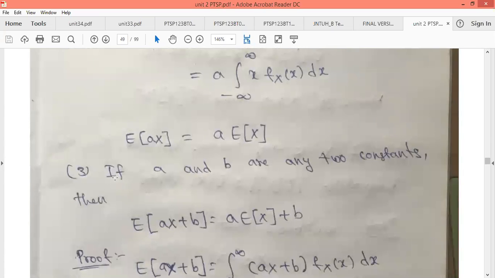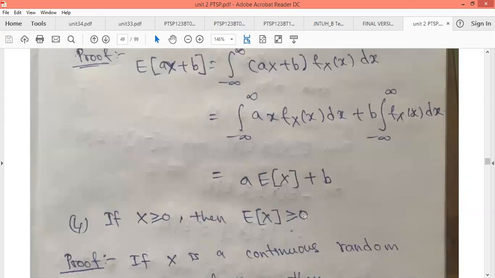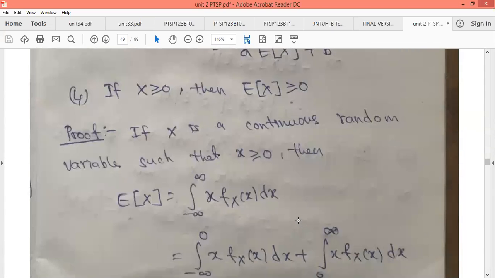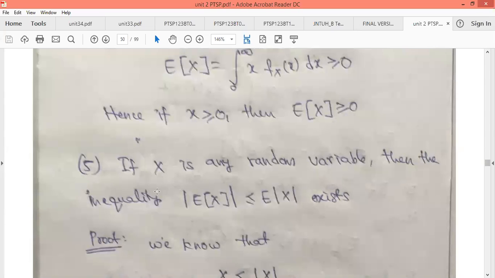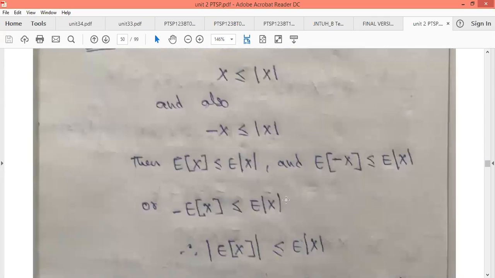The third property says that if a and b are any two constants, then expected value of ax plus b is equal to a expected value of x plus b. So this is the third property. And the fourth property says that if x is greater than or equal to 0, then expected value of x is also greater than or equal to 0. And the fifth property says that if x is any random variable, then mod expected value of x will be always less than or equal to expected value of mod x. That is our fifth property.